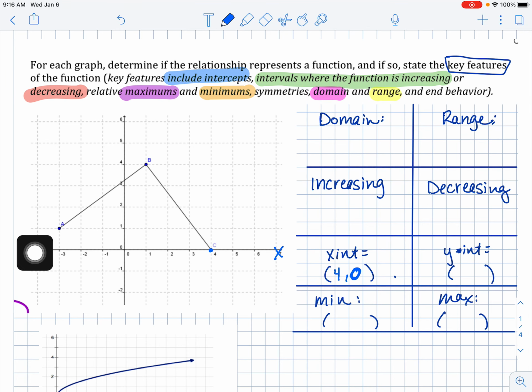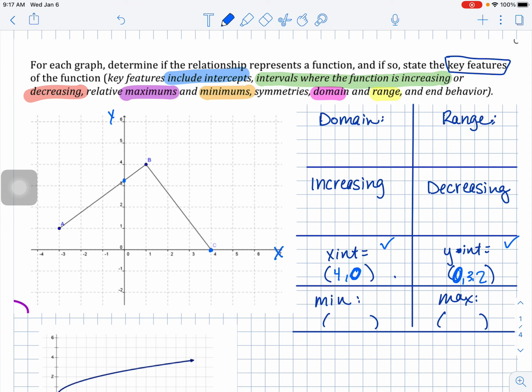And then the y-intercept is where the graph touches the y-axis. And it looks like it touches just a little bit above 3. So I'm going to estimate that that's the point (0, 3.2). So notice that in the x-intercept, the y value is 0. It's what is x when y is 0. And the y-intercept is what is y when x is 0. So just remember that those zeros are flipped. So we found our intercepts. Check, check.